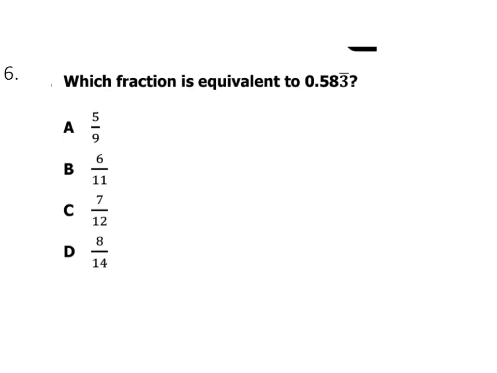Which fraction is equivalent to 0.583 repeating? There are several different ways to do this. If you don't know how to put a repeating decimal in your calculator, you would want to go ahead and change these choices to a decimal, and you would get C, because 7 divided by 12 does match up with your repeating decimal.